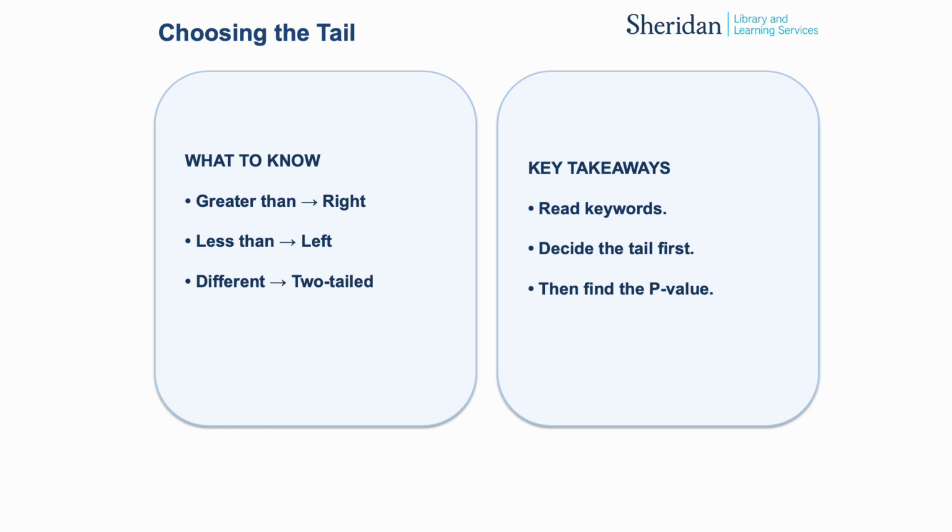There's another small detail that's easy to forget but very important on exams. Now that we know how to choose the correct tail, let's move to one of the most important ideas in hypothesis testing, the p-value.